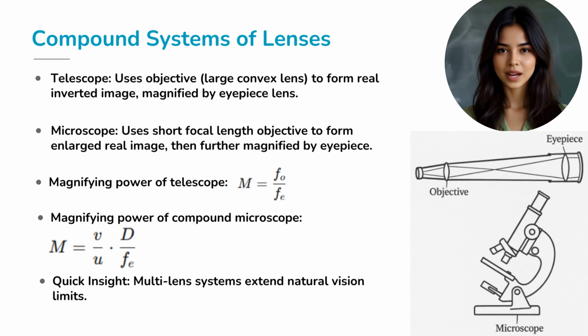This image is then magnified by a smaller eyepiece lens. The magnifying power of a telescope is given by the formula M equals focal length of the objective divided by focal length of the eyepiece.